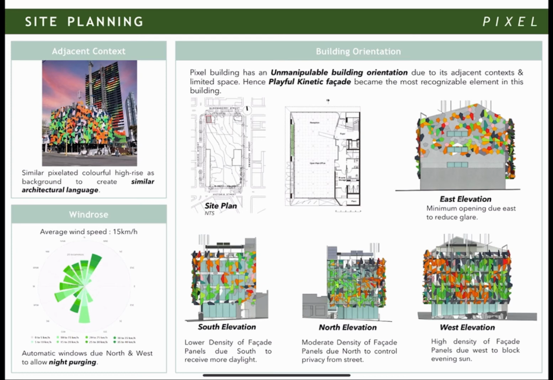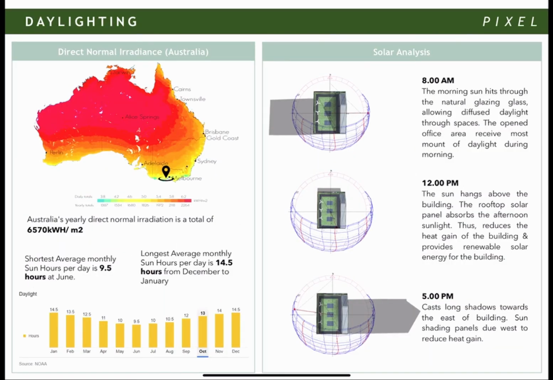It has minimal opening due east to reduce glare, low density of facade panel due south to receive more daylight, moderate density due north to control privacy from the street, and high density due west to block evening sun. Australia has fluctuating daylight hours. The longest average monthly sun hour per day is 14.5 hours from December to January, whereas the shortest is 9.5 hours per day in June.